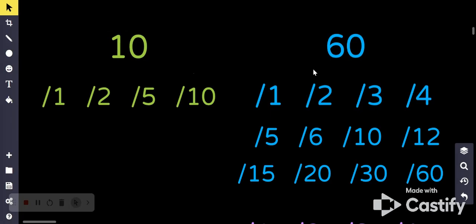And as you can see here, 10, for example, can be divided by 1, 2, 5, and 10. 60, on the other hand, can be divided by 1, 2, 3, 4, 5, 6, 10, 12, 15, 20, 30, and 60, right? So it's a much more robust number to work with. A lot more things can be done with it.